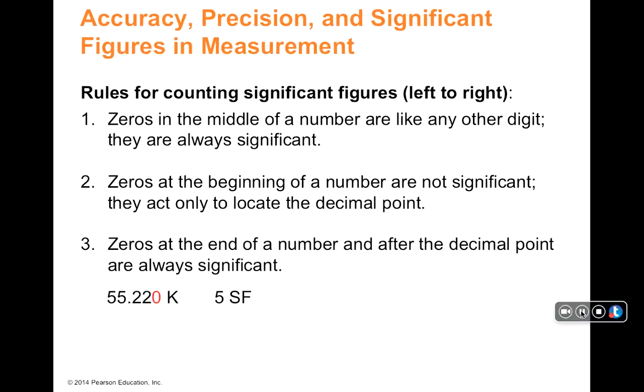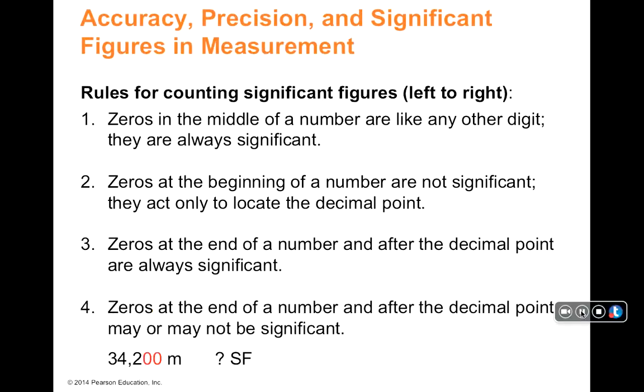Zeros at the end of a number and after the decimal point are always significant. So you can see here 55.220 has 5 significant figures. Because again, if we were measuring this in Kelvin on a thermometer, we'd be estimating that 0 value. It is still considered a significant figure.